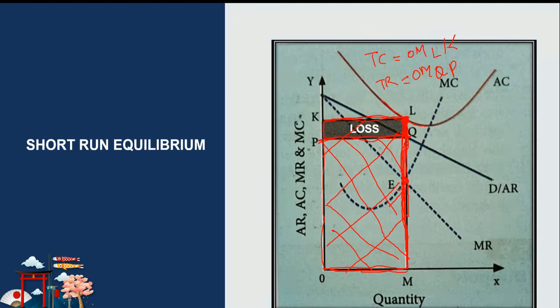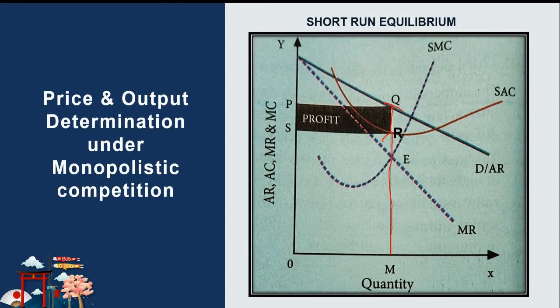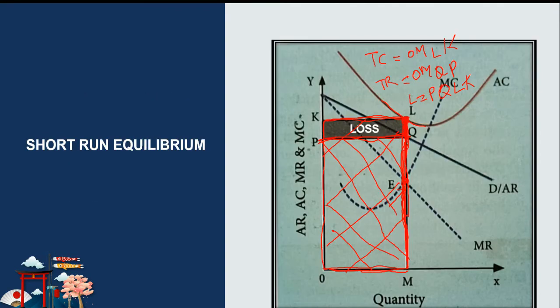So what is the loss? When I subtract these two, I get loss is equal to PQLK. This is my loss. Were you able to understand? So during the short period, the firm can make profit or the firm can make a loss.